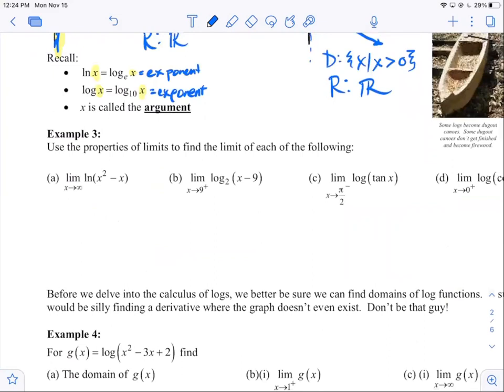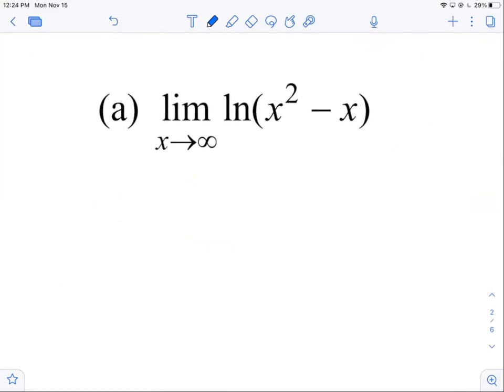Example 3. Use the properties of limits to find the limit of each of the following. Okay, so now we're kind of dipping into a little bit.